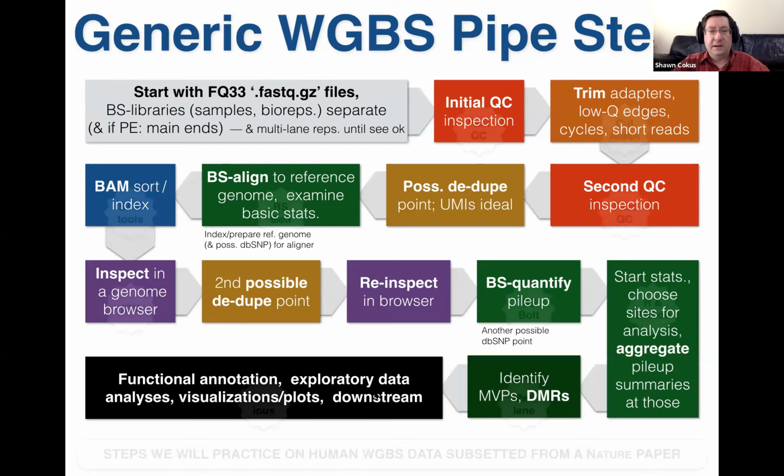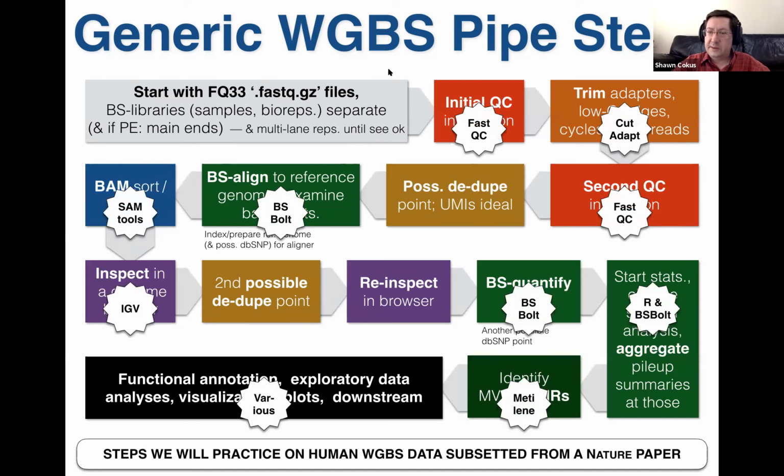The particular tools that I'm going to use as examples, I'm not saying these are the best ones, but these are reasonable ones. We're going to use FastQC for the QC steps. We're going to use cutadapt for the trim steps. We're going to use BS-Bolt from the Pellegrini lab, which is quite recent from them. That's quite nice and does a decent job. It integrates a lot of the steps, so it will do the alignment, the quantification, and the aggregation for us. SAMtools will be our alignment maintenance tool.